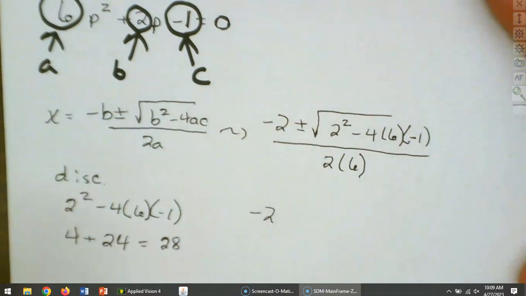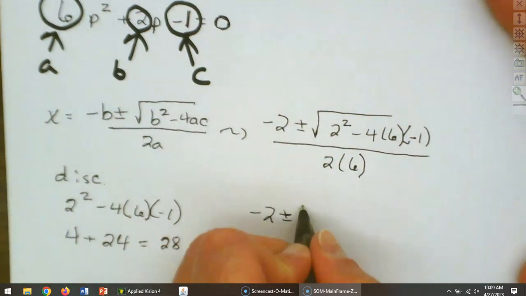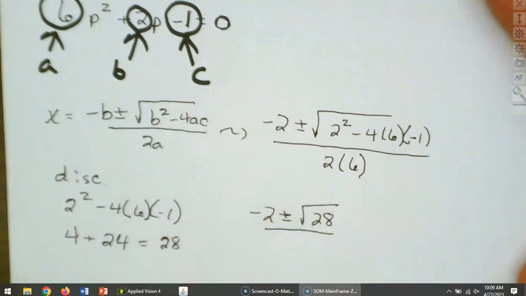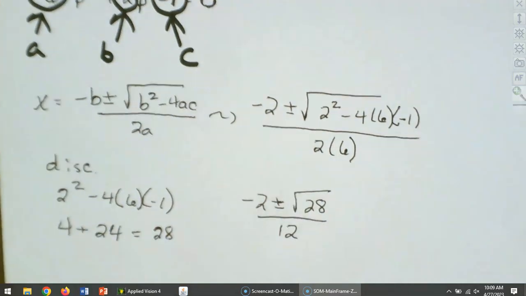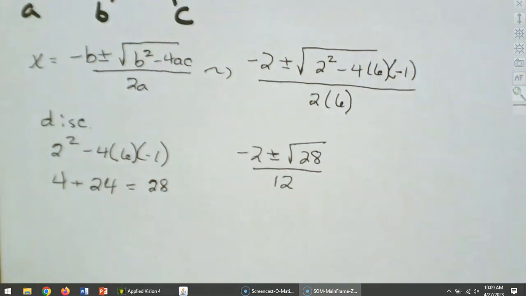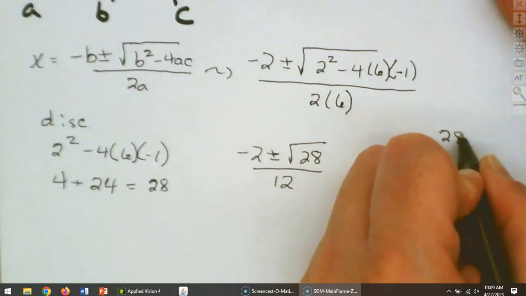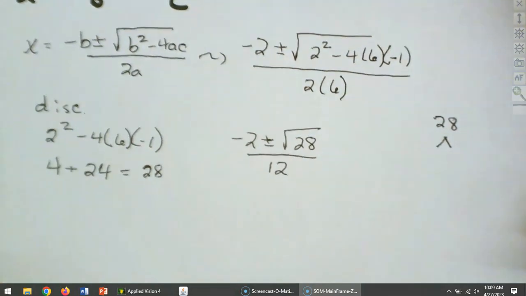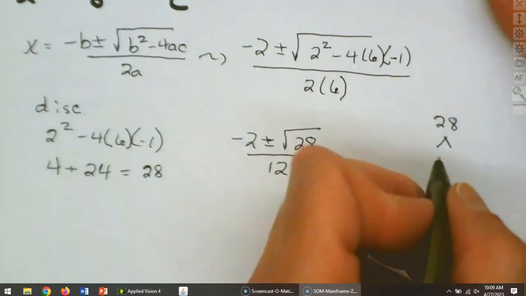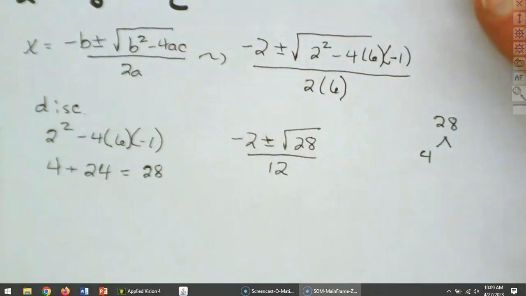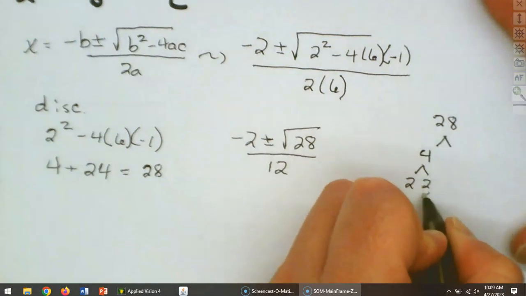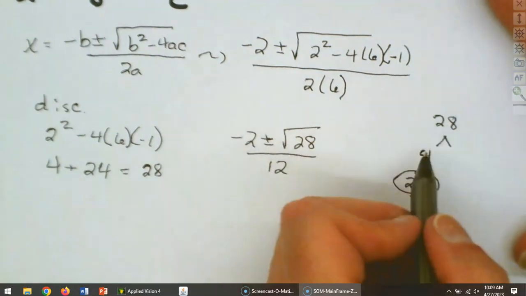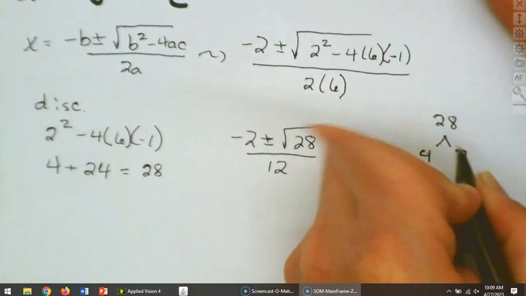So then we have 2 plus or minus the square root of 28 all over 2 times 6, which makes it a 12. Now, is 28 a perfect square? No, it is not. But can we break it down? Yes, we can. 28 is an even number, so let's try a 4. Always try a 4 or a 2 first. If possible, you want to use a 4, because 4, we know, is a perfect square of 2. So that's coming out. And 28, when we divide it by 4, that's a 7.